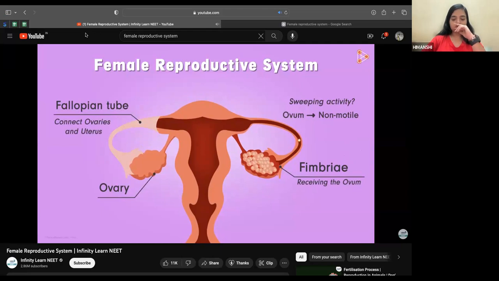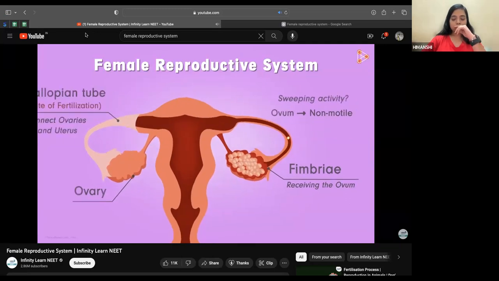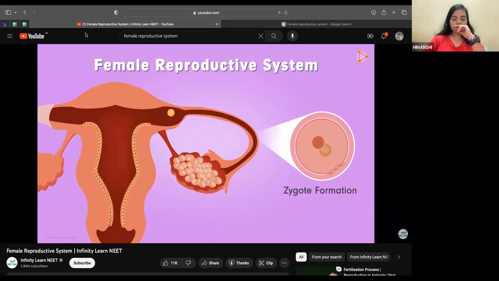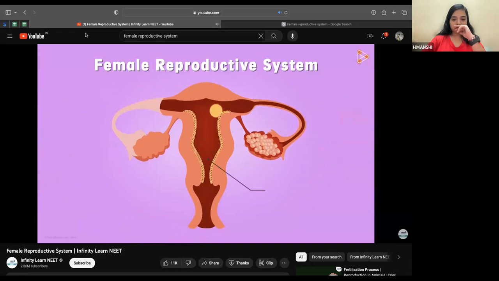But more important than this is the fact that the fallopian tubes are the site of fertilization. Yes, it is the fallopian tubes where the sperms are able to fertilize the ovum. And from here, the zygote starts dividing and grows into an embryo. Now, where will this embryo go further? Needless to say, the uterus.